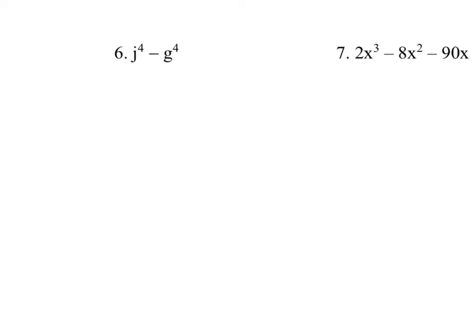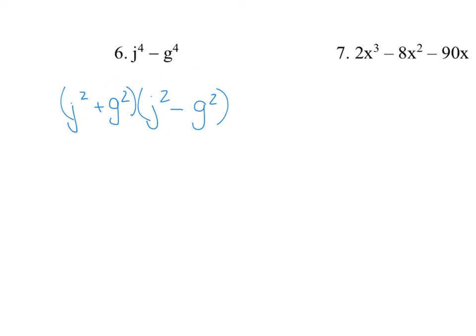So I'm going to break this up very similarly to how I broke the other one up. I'm going to want to break up j to the fourth as j squared and j squared, plus and minus, and then g to the fourth will be g squared and g squared. Now you have to also notice when you think you're done with factoring, ask yourself, can I factor this more? And in this case you can, because this piece is unfactorable. You can't do that anymore with that.